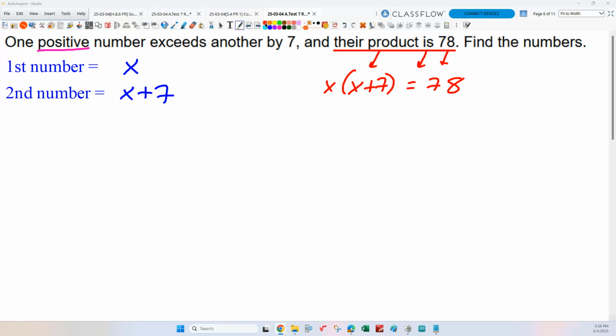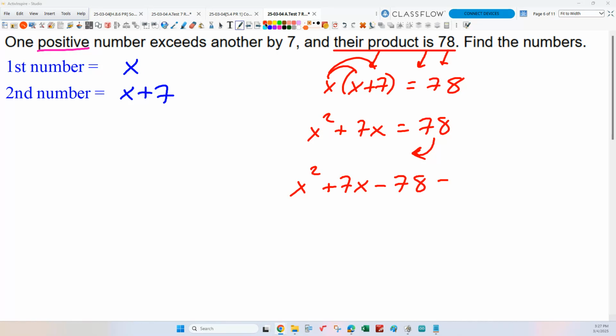What do I have to do to solve that equation? Set it equal to 0. I have to set it equal to 0. What else do I have to do? Distribute. Yeah. So I'm going to distribute the x and get x squared plus 7x equals 78. I'll subtract the 78 over to the left side and get x squared plus 7x minus 78 equals 0, right?